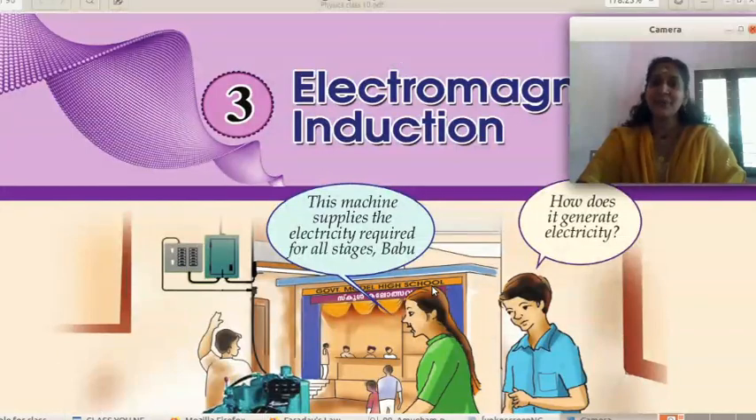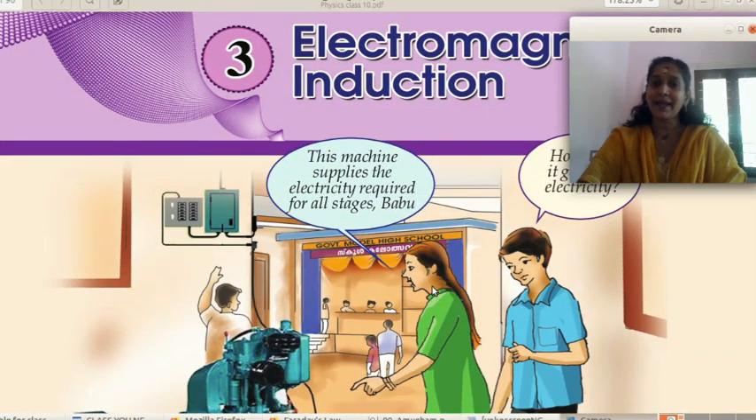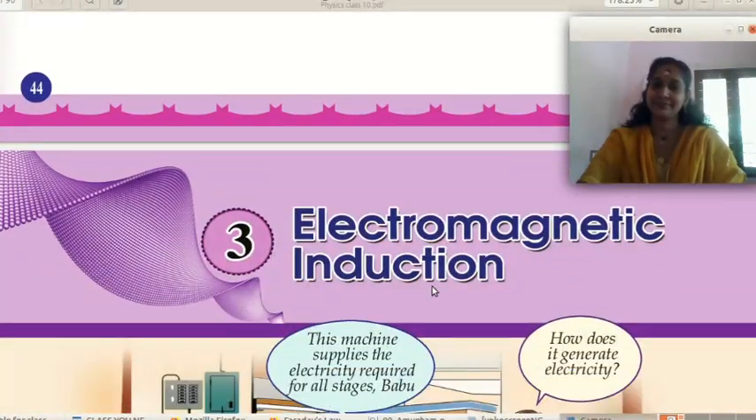Children, today we are going to study the lesson Electromagnetic Induction. Lesson 10 of class 10.